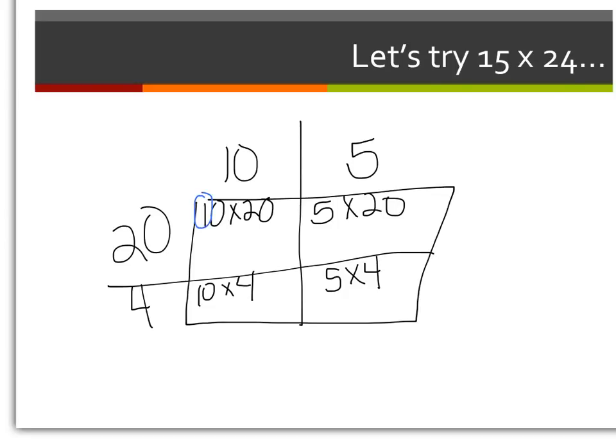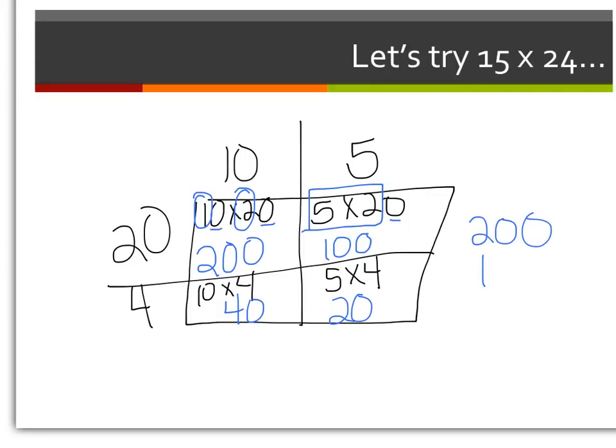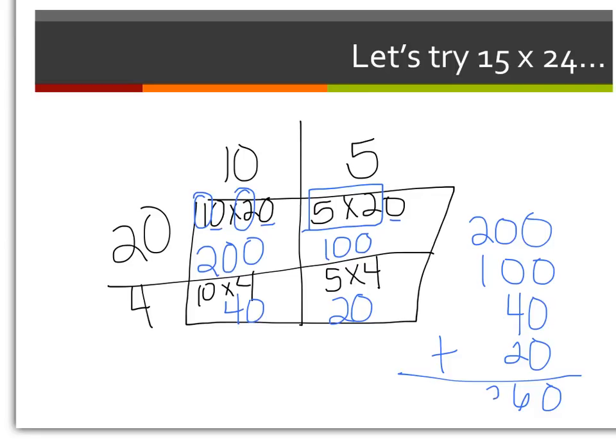To solve 10 times 20, I think 1 times 2 is 2. I put those two zeros in my answer for 200. To solve 5 times 20, I think 5 times 2, that's 10, and add the extra 0 to my answer. 10 times 4 is 40, and 5 times 4 is 20. I then add 200, 100, 40, and 20 to get 360 as my final answer.